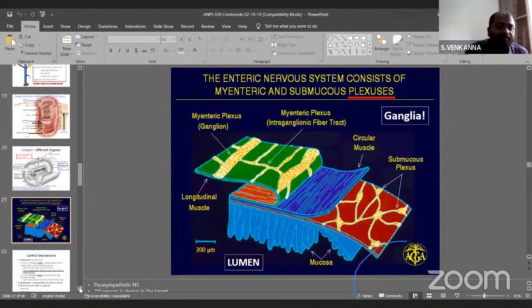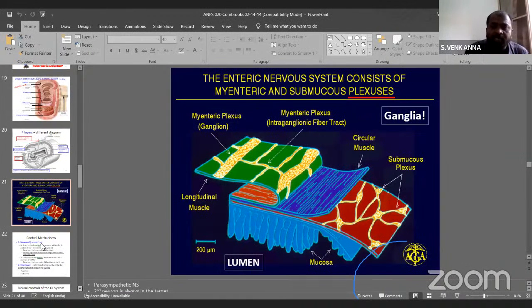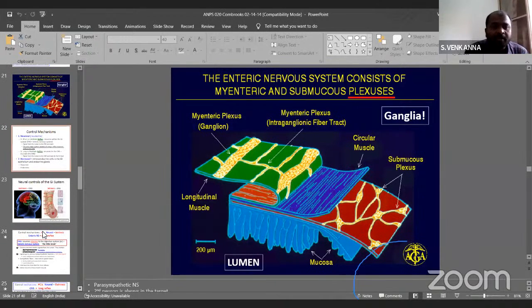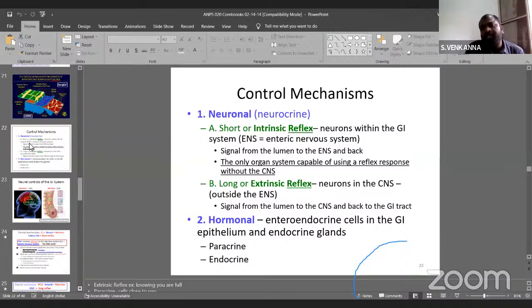The next slide is the control mechanism. How is it controlled? The control mechanism depends on the nerves, like the CNS. What is the meaning of CNS? Central nervous system. The central nervous system controls the total digestive mechanism.